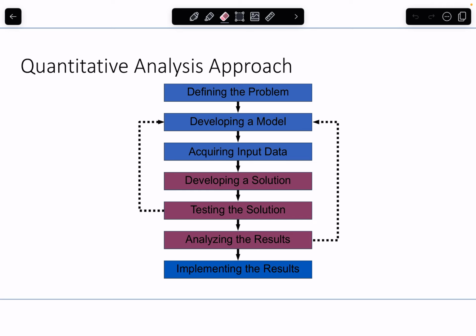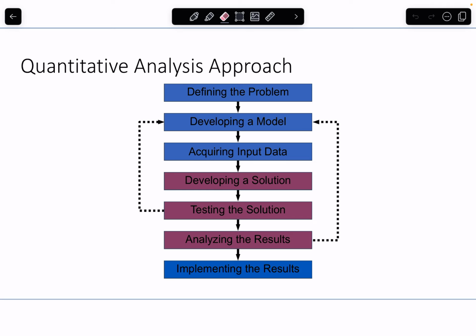Then we have to reconsider our solution, even though the solution will yield the optimized result. However, there's a problem on the structural integrity of the structure. Then we have to go back to our model.